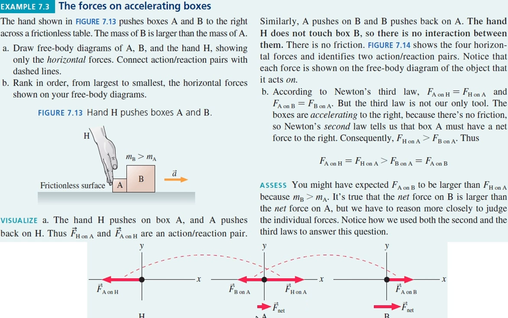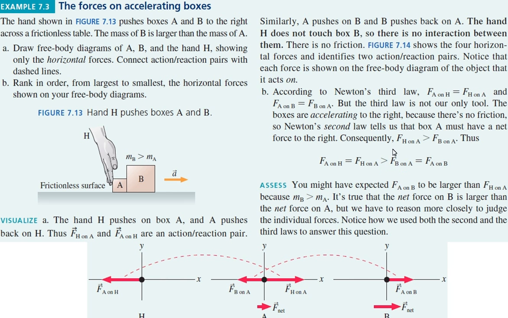So since the system, A and B, is accelerating to the right, F of H on A has to be bigger than F of B on A. And the single force acting on B, F of A on B, is equal to F of B on A. So therefore we can say that F of A on H is equal to F of H on A because of Newton's third law. But because of the middle picture, this one right here, F of H on A has to be bigger than F of B on A.